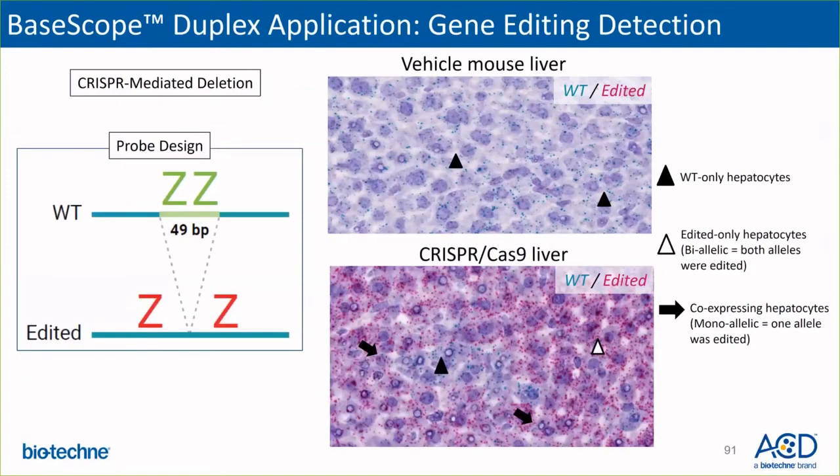The BaseScope Duplex assay has been used to detect a CRISPR-mediated nucleotide deletion. CRISPR-Cas9 was used to delete 49 nucleotides from the gene, resulting in the novel junction sequence labeled as edited. BaseScope 1ZZ probes were designed to target either the 49 nucleotides in the wild type or the edited novel junction sequence. The image on the right shows the staining of wild type, biallelic or monoallelic hepatocytes.